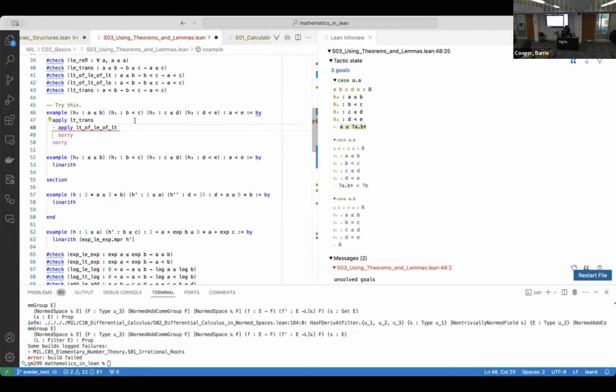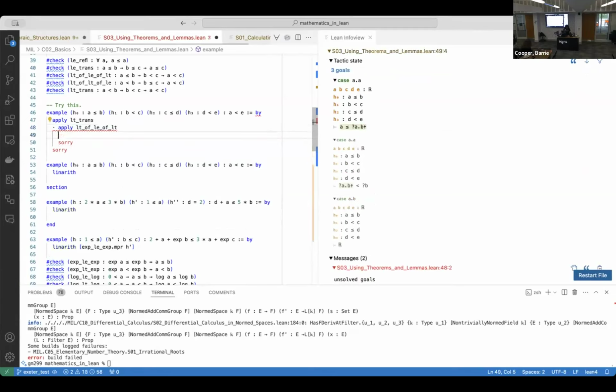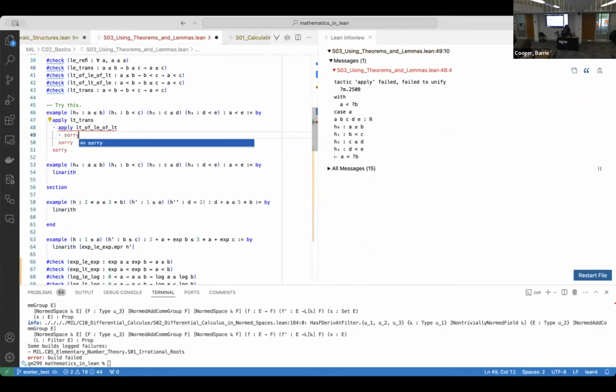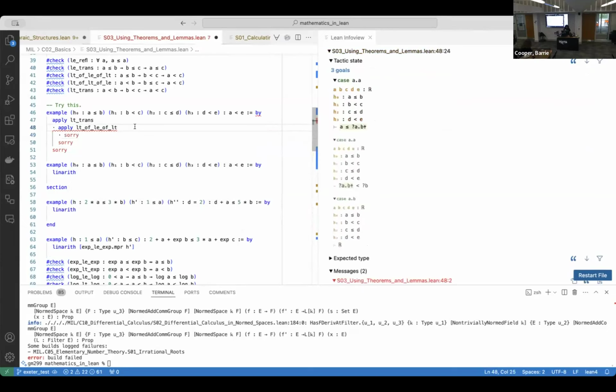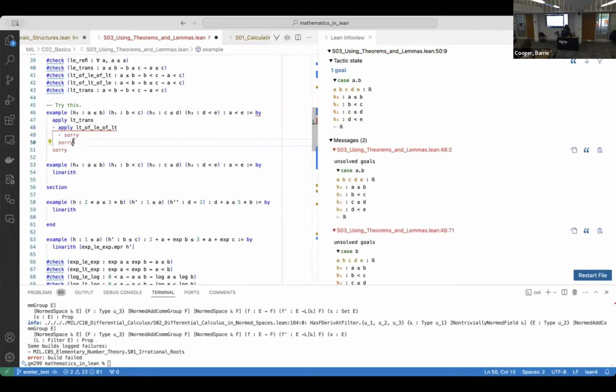What have I done wrong then? Oh, I've just got an extra goal result. No? I've done something else wrong. What else have I done wrong? Oh, the meta variable, yeah. So what are you applying it to? And we could directly apply it to H0 and H1.